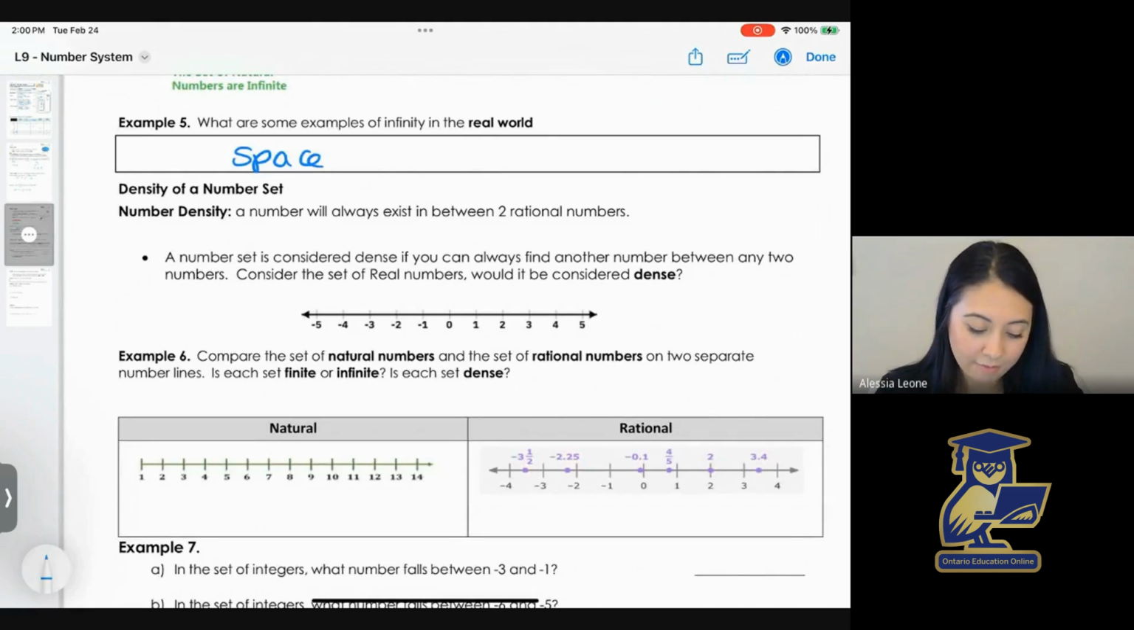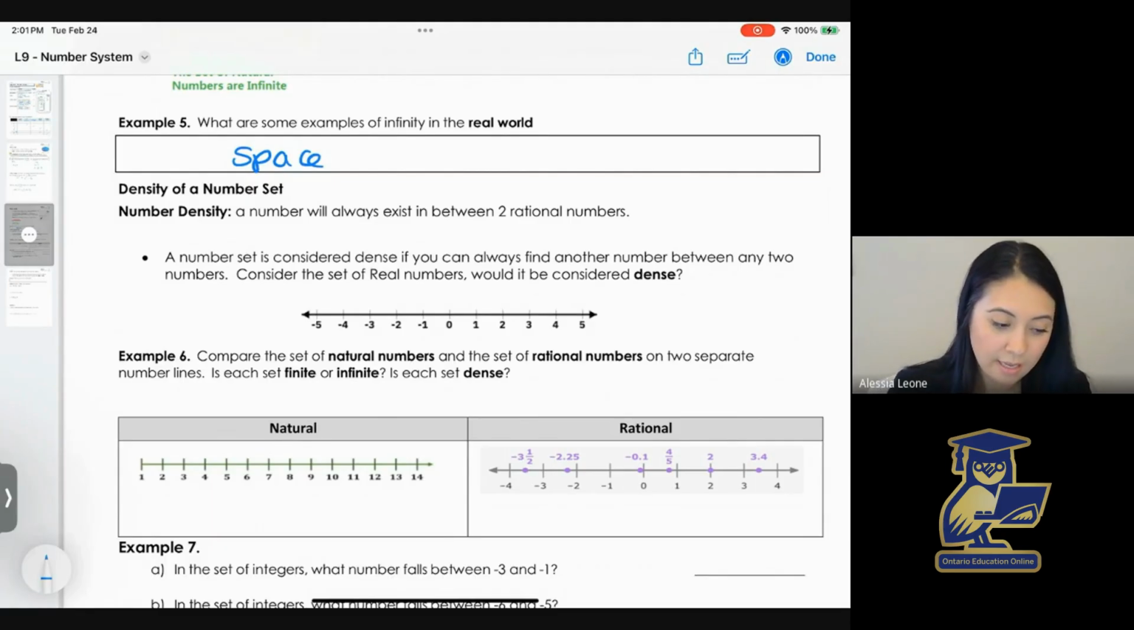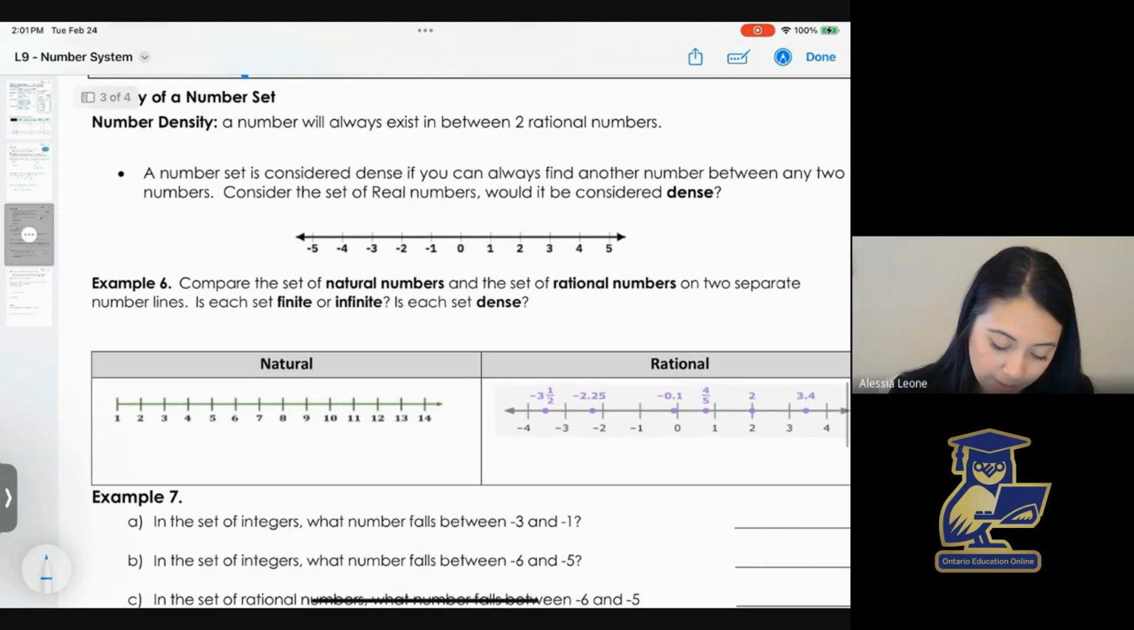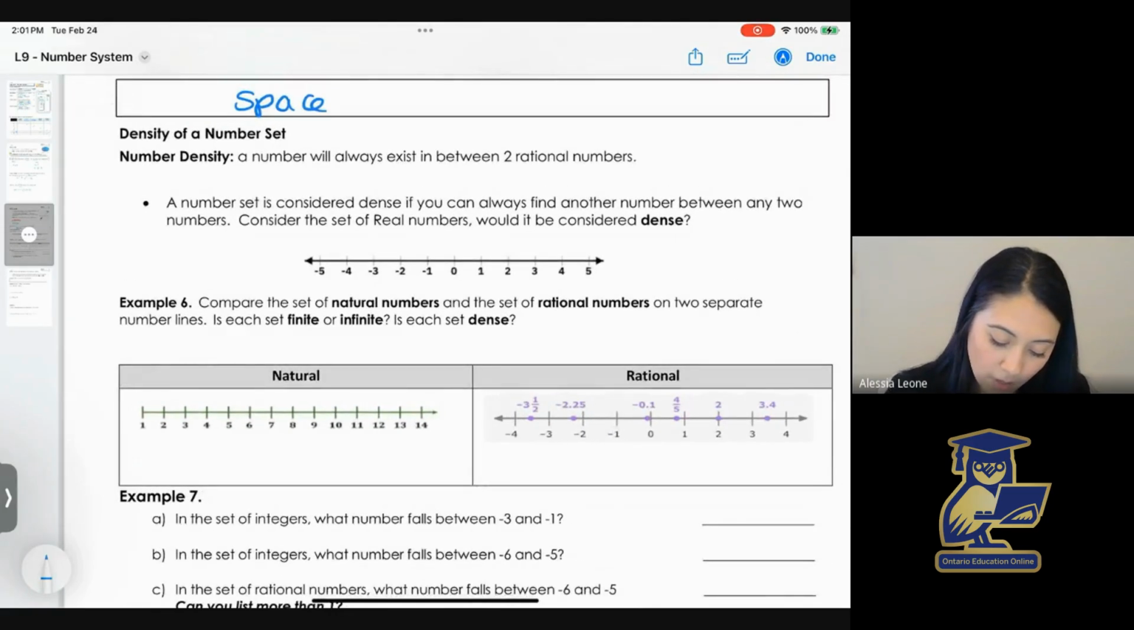And now when we think of density, we're going to read through this. Number density: a number will always exist in between two rational numbers. So a set is dense if you can find another number between two numbers. There's a number line there. Consider the set of real numbers. Would it be considered dense? The answer would be yes.